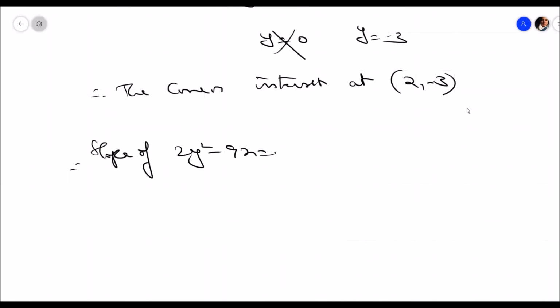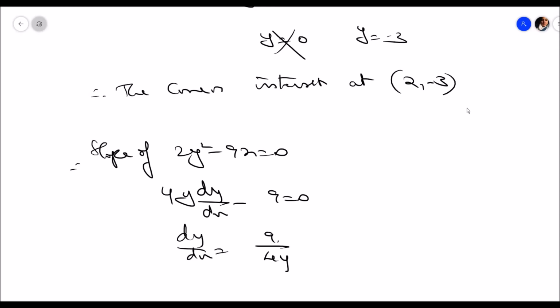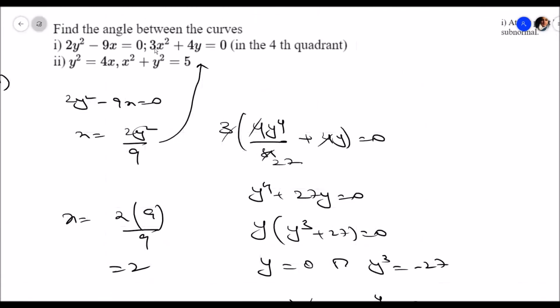So slope of 2y square minus 9x equal to 0. How do you find it out? 4y dy by dx minus 9 equal to 0. So dy by dx is 9 by 4y. At which point? At 2 comma minus 3. So that is 9 by 4 into minus 3, which is equal to minus 3 by 4. Slope of the first curve. Right? What about the slope of the second curve?